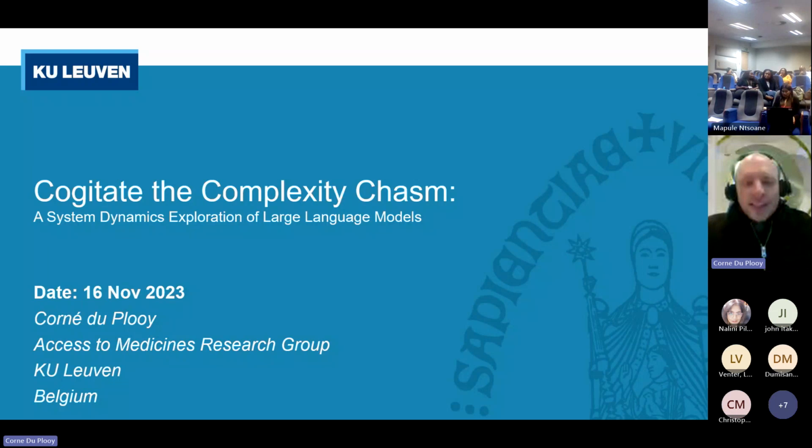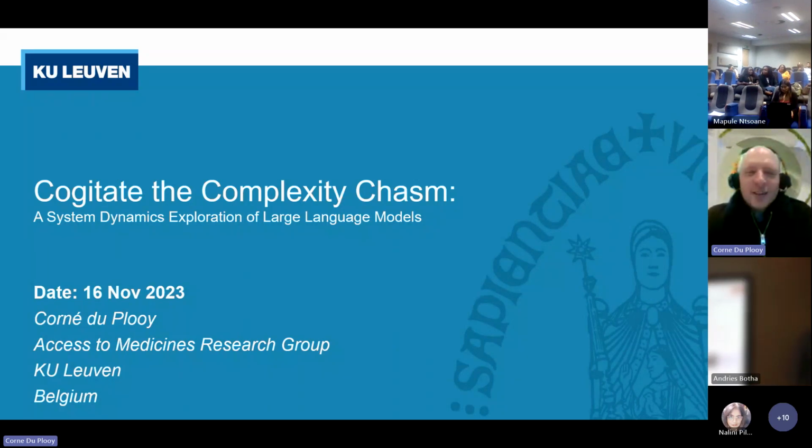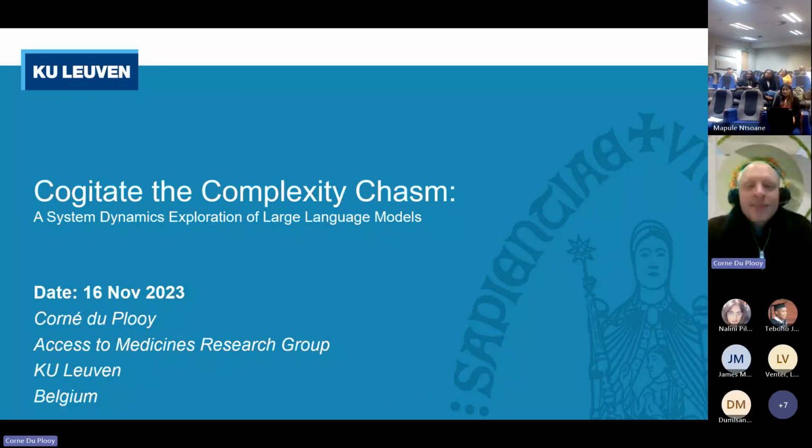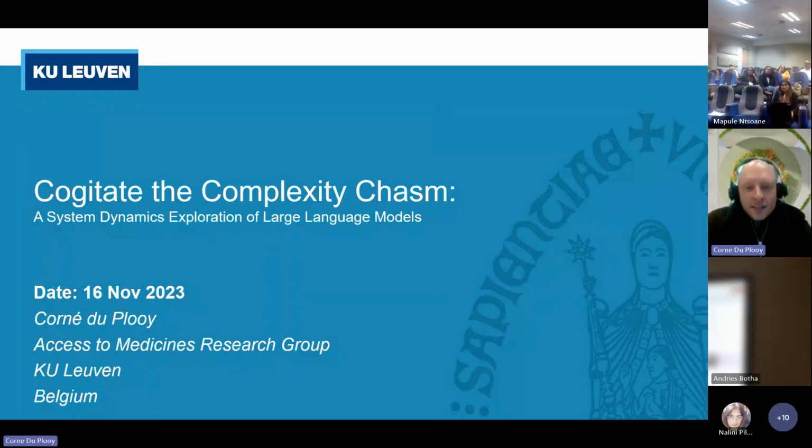So I'm going to talk about Cogitate, the complexity chasm. Now, cogitate is a weird word, right? It just means to think deeply or reflect about it. And what I want to reflect on is using systematics, especially on large language models. What is really happening here? Because there are a lot of unknowns and uncertainties that we don't understand about what is happening.